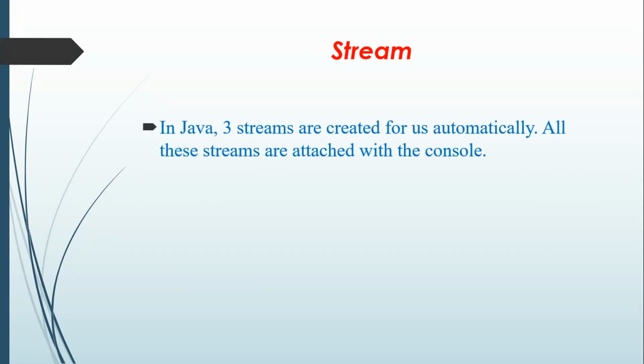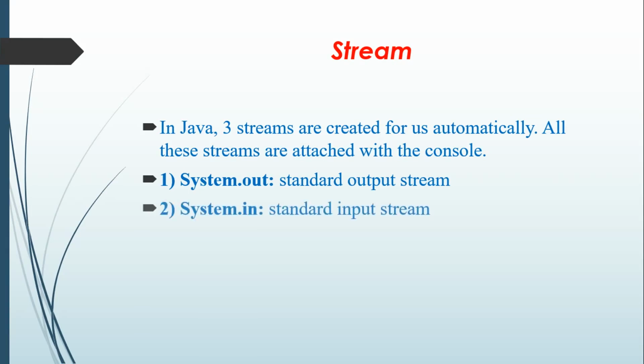In Java, three streams are created for us automatically. All these streams are attached to the console. Let's discuss these three streams. The first one is System.out, the standard output stream. The second one is System.in, the standard input stream. And the third and last one is System.err, the standard error stream.